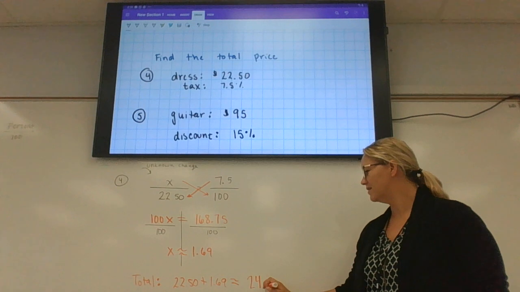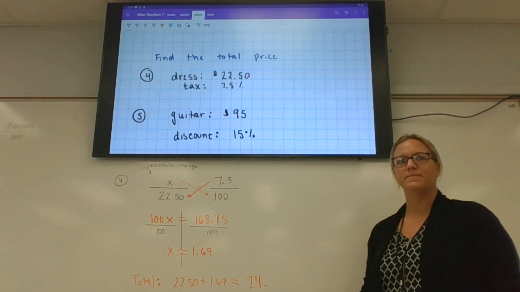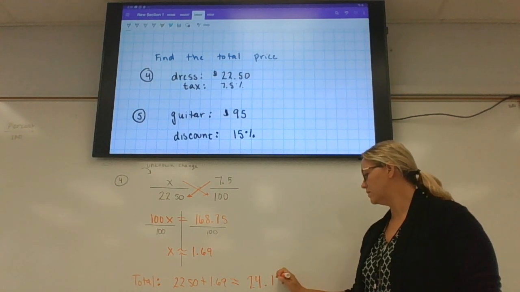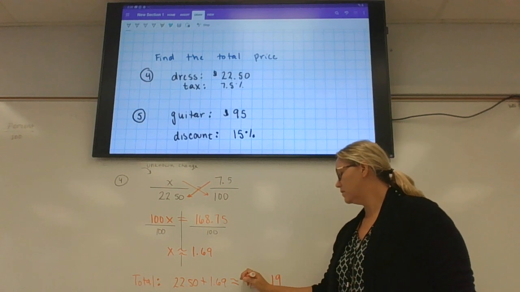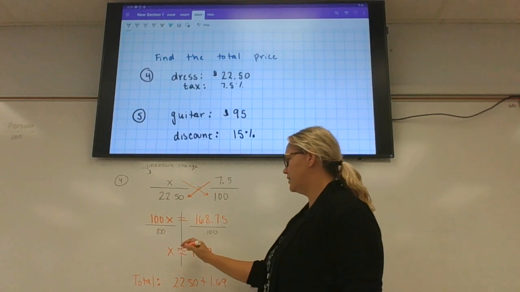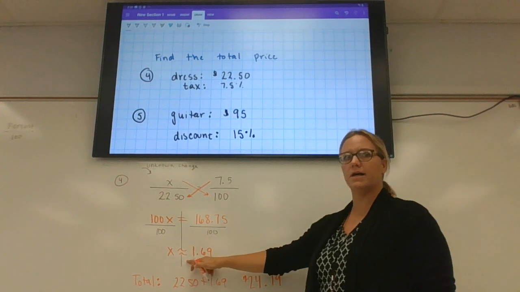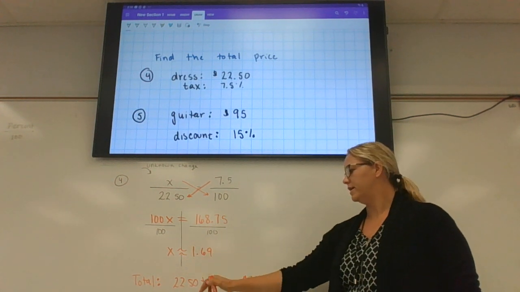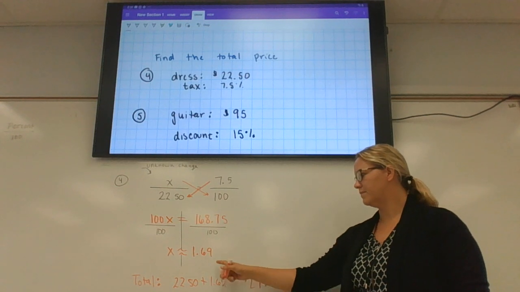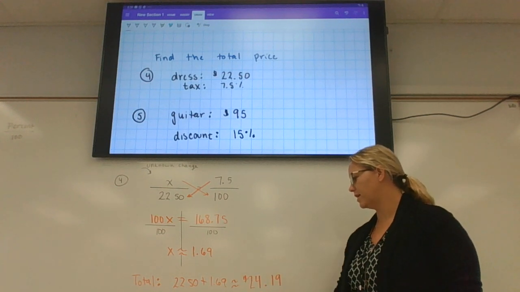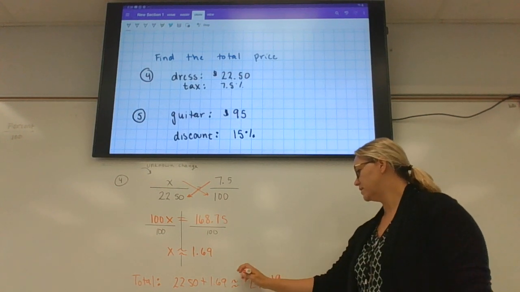24 point what? So it was right here that I changed from an equal sign to an approximate sign. And here, because this was rounded, I'm still at approximate. So here's the total cost.